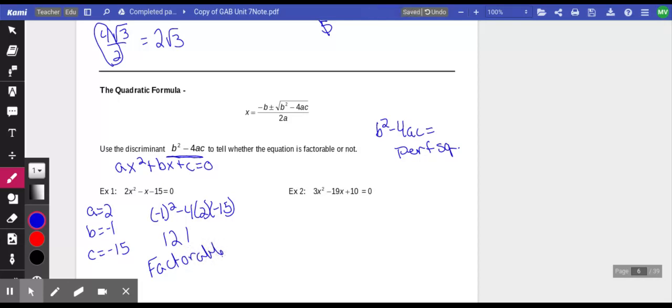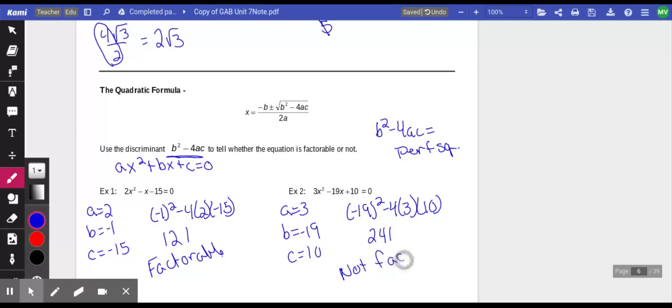Example 2, again, a equals 3, b equals negative 19, and c equals 10. So it's negative 19 squared minus 4 times 3 times 10, because I'm doing b squared minus 4ac. Do that on my calculator. Again, make sure negative 19's in parentheses. And I get 241. 241 is not a perfect square, so it's not factorable.